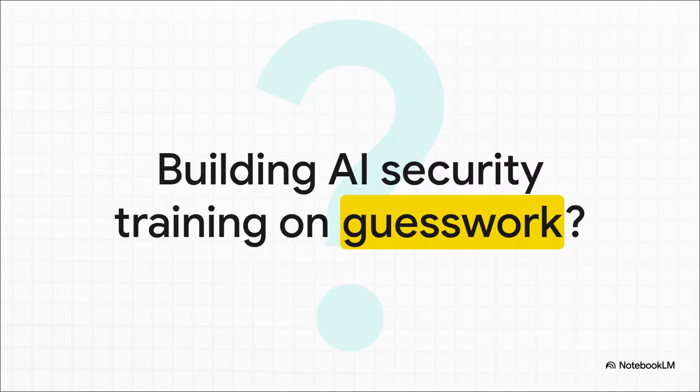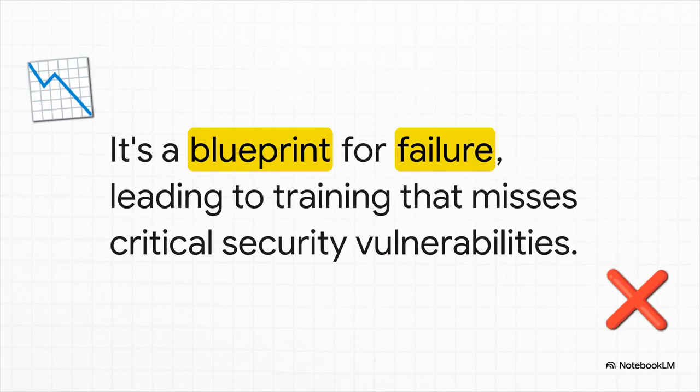So let me just ask you this, straight up. Are you building your critical AI security training based on, well, assumptions? Just on what you think people need to know? Because if that's the case, you're basically designing a blueprint for failure. I mean, think about it. You're pouring time, you're pouring money into a solution that could just completely miss the mark.